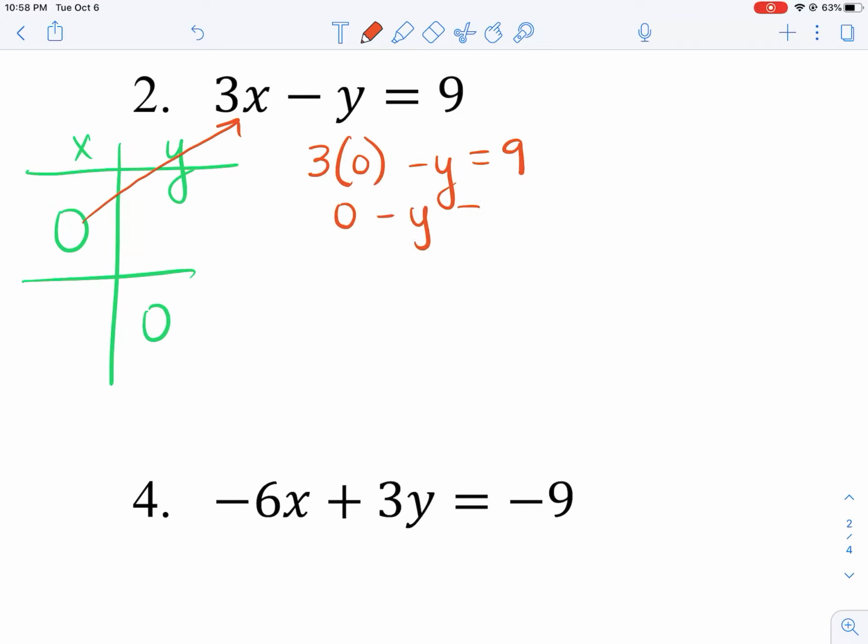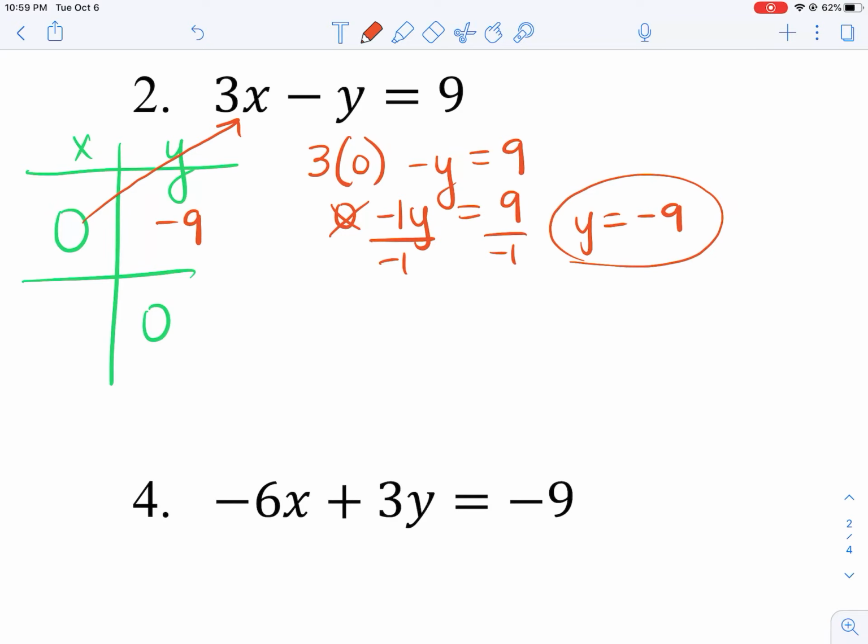3 times 0 is 0. So this wipes, right? It goes away. I'm not going to subtract it. It's not going to change anything. Now, there's just something to remember: when there's a negative y, y is not by itself. And there is a 1 here. So you would divide by negative 1 and get y equals negative 9. So my y-intercept is negative 9.